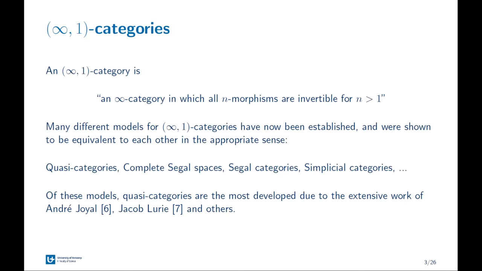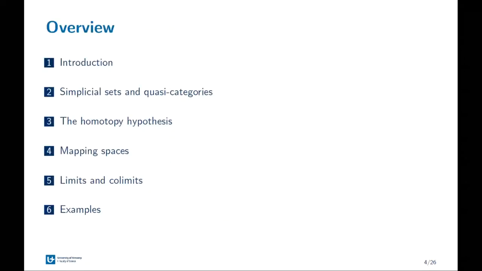Out of all of these, the quasi-categories are by far the most developed. This is due to the extensive work of André Joyal, who invented them, and later Jacob Lurie, who in his gigantic book, Higher Topos Theory, has really expanded this theory quite a lot. And since then, there have been many others who have contributed to the theory. So the quasi-categories are what we will be focusing on today.